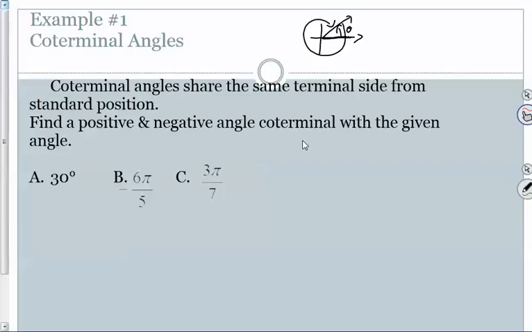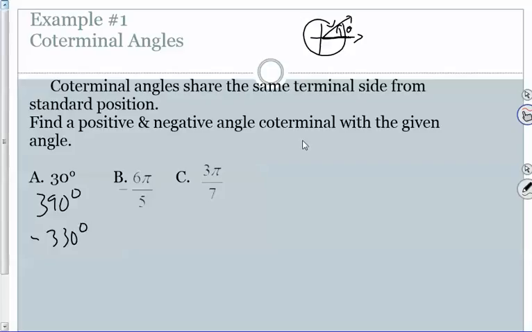right, here's the easiest way I could tell you. Plus or minus 360. If I add 360 to this, I get 390 degrees. Does that make sense? If I subtract 360 from this, I get negative 330 degrees. Those are my coterminal angles.